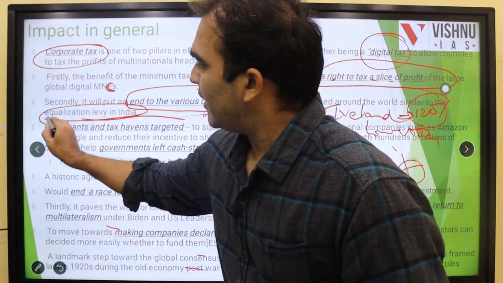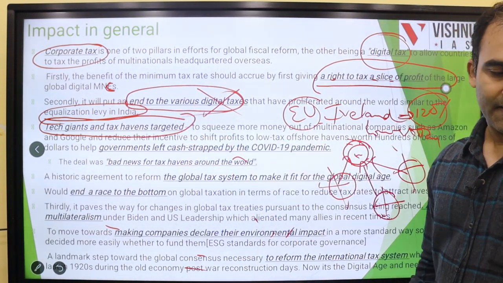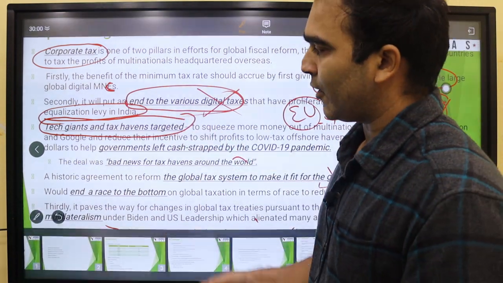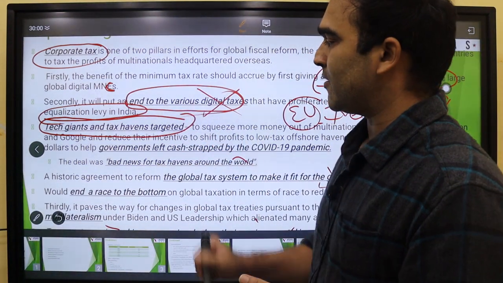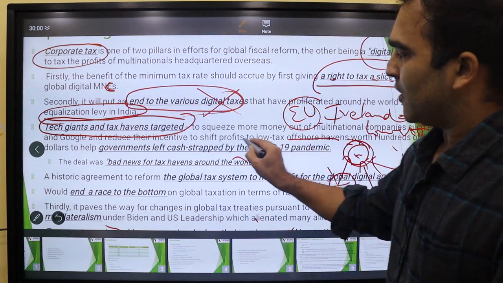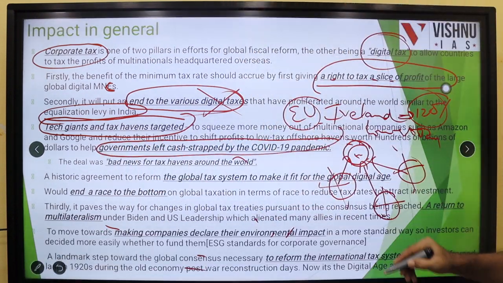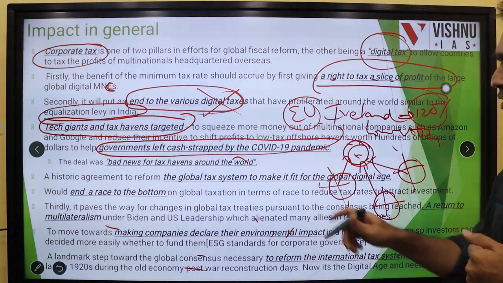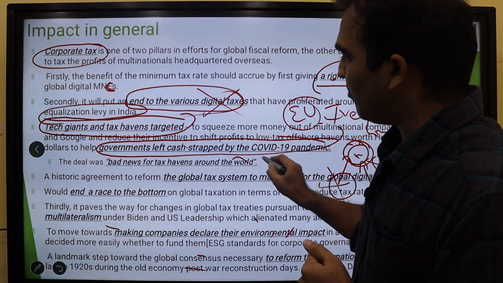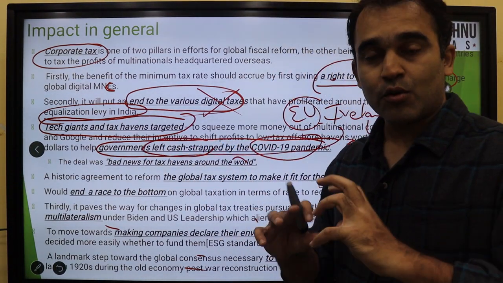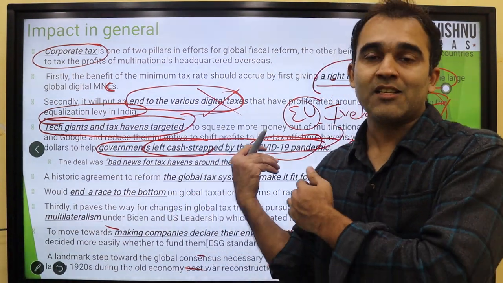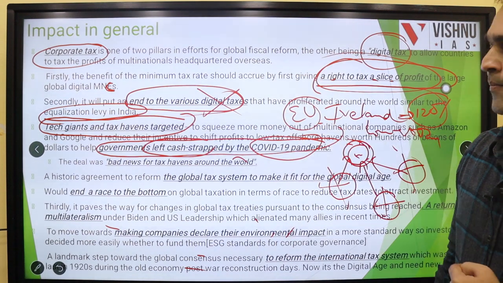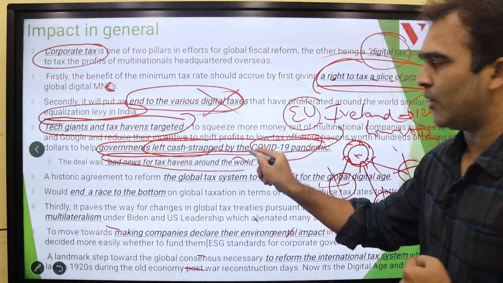Then, what is the target? Tech giants and tax havens are targeted. Obviously, this is a target on the tax havens. Then governments, because of this evasion or avoidance, it's a matter of perspective whether you call it evasion or avoidance, because of the COVID impact, there was no cash to carry out the social sector responsibilities of the respective governments. So now governments can get some money because they can tax the profits. Obviously, this is bad news for tax havens around the world.